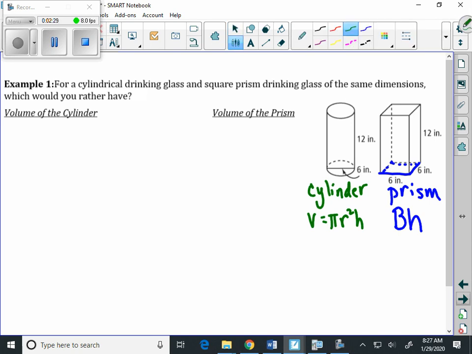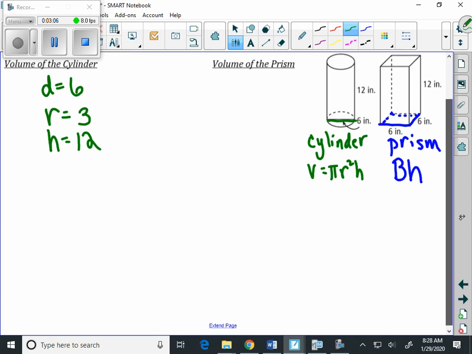The first thing to notice in this particular problem is that we're given this length. And that length here is the diameter of the circle. But we don't need the diameter. That's not in our formula. We need the radius. And the radius is half of the diameter. The height of this particular cylinder, we're looking at the left-hand figure, is 12. And once we know that information, then we can fill in our formula and calculate, using our calculator or using Desmos.